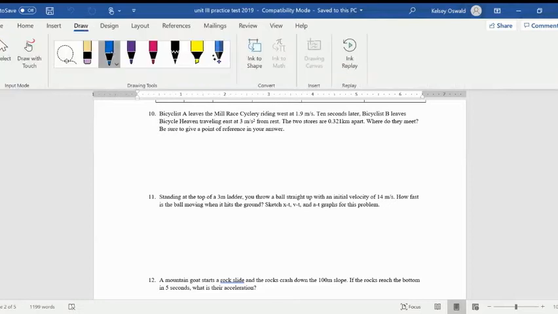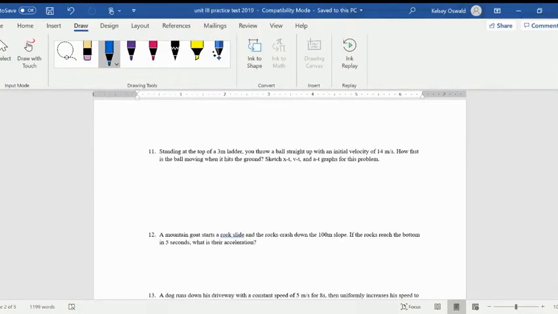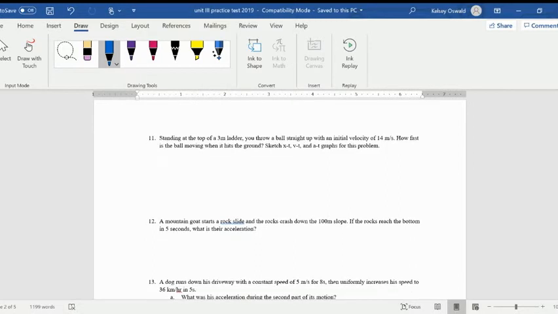So we are going to go through some of the math calculation problems just so that we can get an idea of how to do these problems by kinematics. So for number 11, we are standing at the top of a 3-meter ladder. We throw a ball straight up with an initial velocity of 4 meters per second, and we want to see how fast the ball is moving when it hits the ground. We want to sketch the position time, velocity time, and acceleration time graphs for this problem as well. So let's start with that.